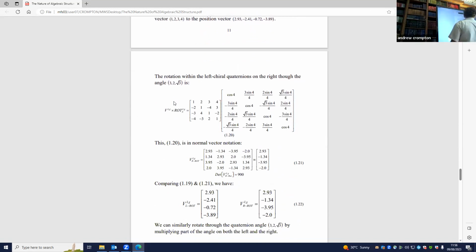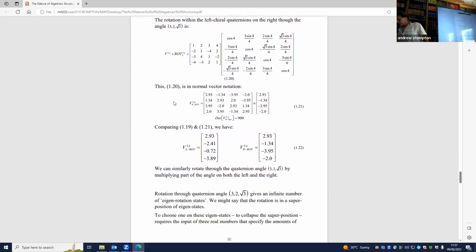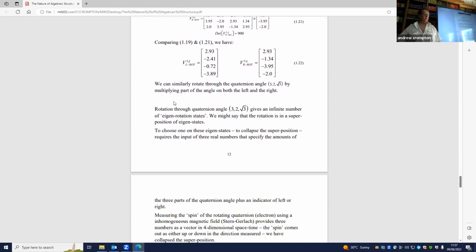Rotate on the right, I've moved that same vector to there, and the two different vectors, because the quaternions are non-commutative. That's what non-commutative means. But what I could do, I could rotate through a third of the angle on one side and two thirds of the angle on the other side. And in fact, I could do more than that.